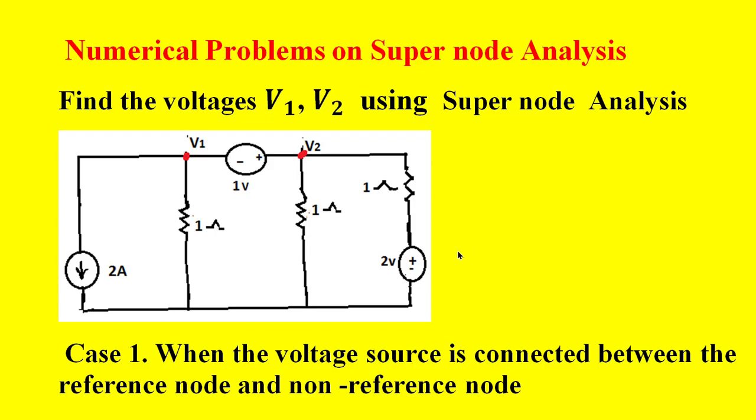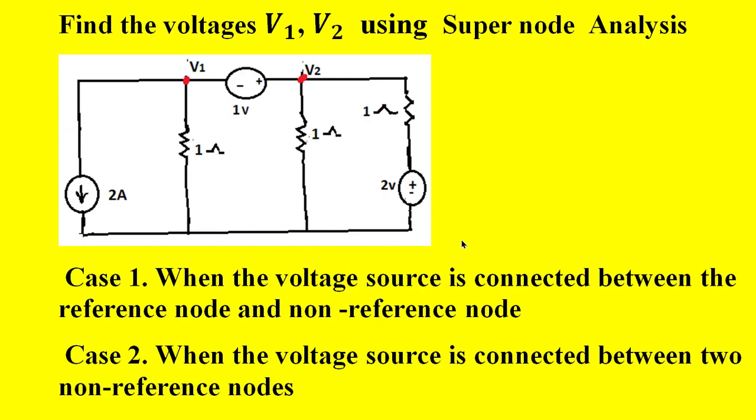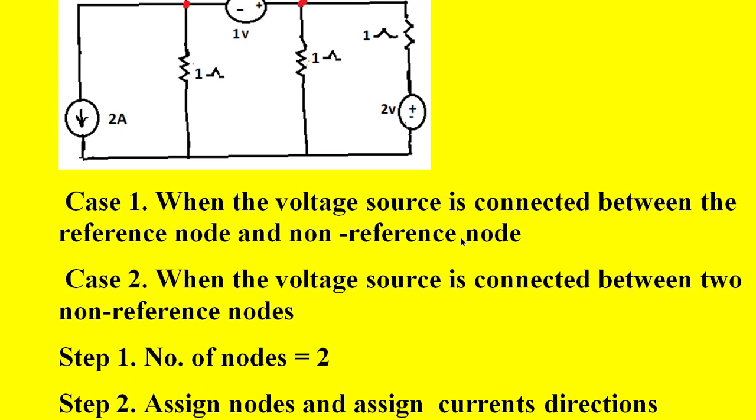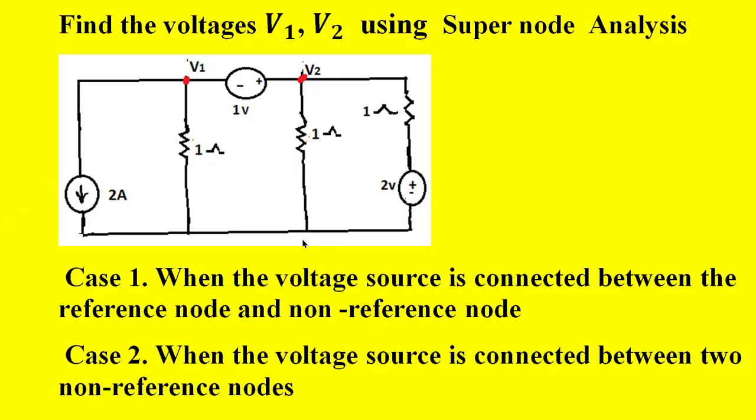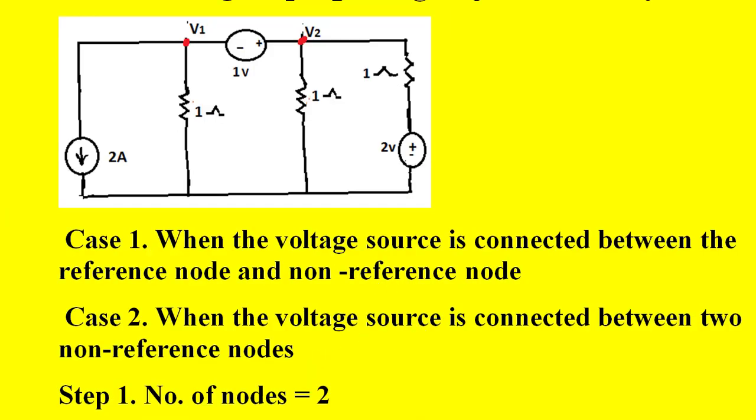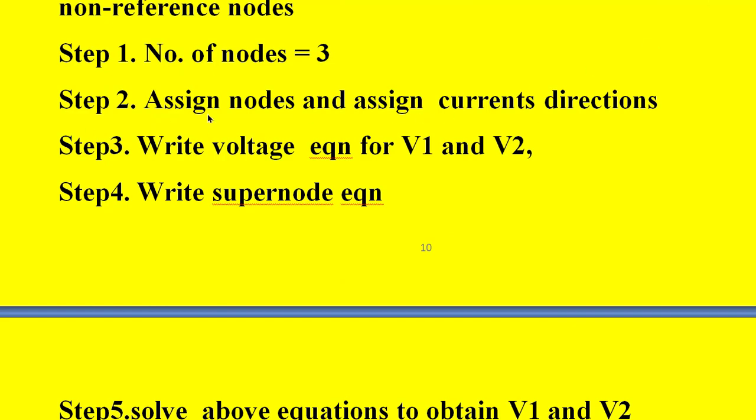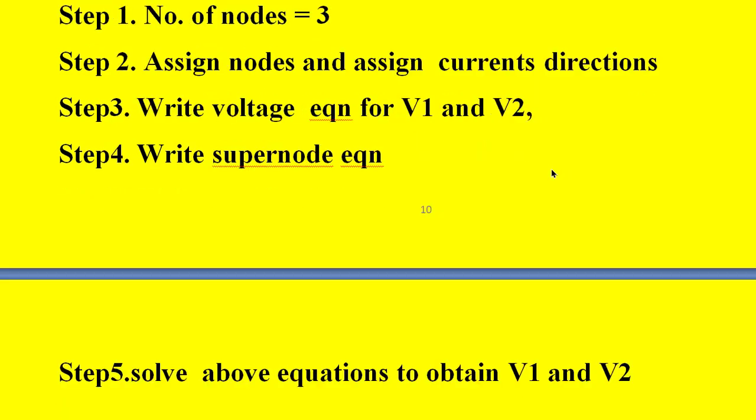Once we know that it is eligible for supernode analysis, we have to follow the steps to solve this problem. Let me cover the steps first and then apply them to this problem to get the solution. The first step is to find out how many nodes there are. The second step is to assign the nodes and assign the current directions from the nodes. The third step is to write the voltage equation for node 1 and node 2, that is for V1 and V2. The fourth step is to write the supernode equation. The fifth step is to solve the above equations to obtain the unknown values V1 and V2.